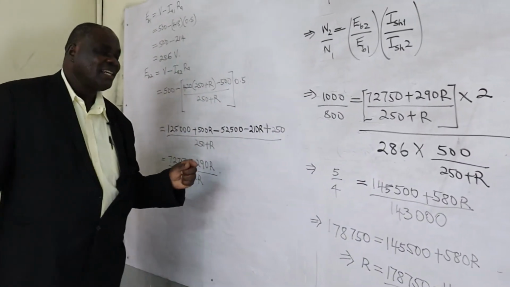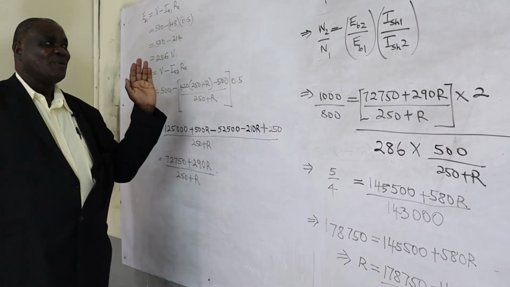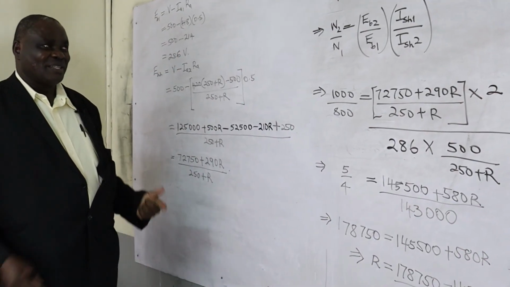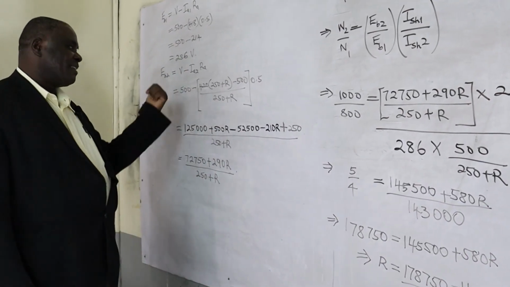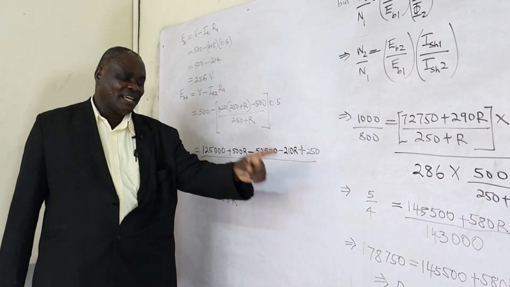This is the one that will make our motor operate at 1,000 RPM when we reorganize the field circuit. That is the resistance of our shunt field regulator.